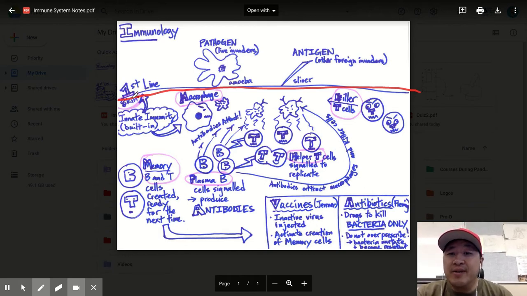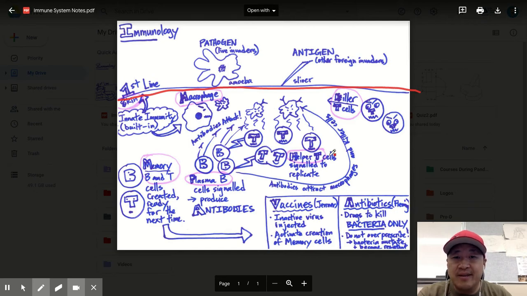So let's say something goes into your body past the first line of defense, which is the skin, which is innate immunity. The macrophages will try to swallow it up, and sometimes that works, sometimes it doesn't. Sometimes it escapes the macrophages, or sometimes they get swallowed up by the macrophages, and then the macrophages signal other cells to come in. So the next part that you should be aware of is these helper T cells. So you can see some helper T cells that I've drawn here.